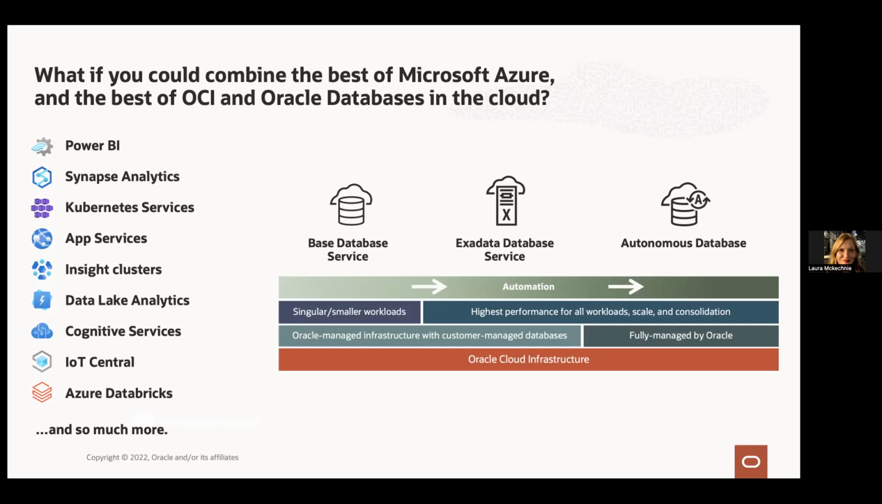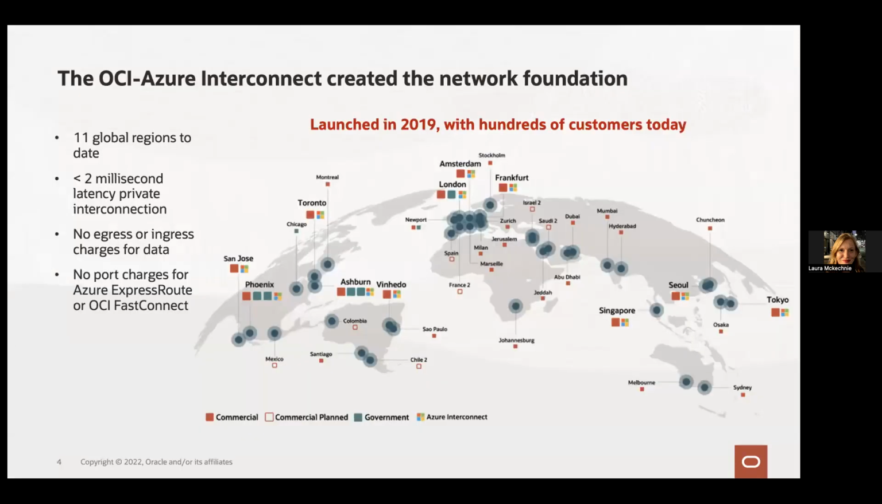Some of these things were possible, like integrating Power BI with autonomous or using Azure monitoring services for autonomous, but it required a lot of configuration and setup. This service is going to help customers get automation for these things. So it's easy to get started when you're using Azure for some services and you want to use the autonomous database in OCI. So the foundation for this is obviously the OCI Azure Interconnect.